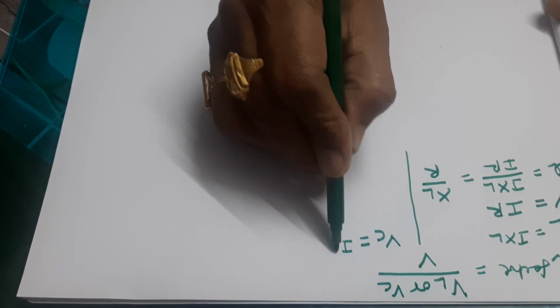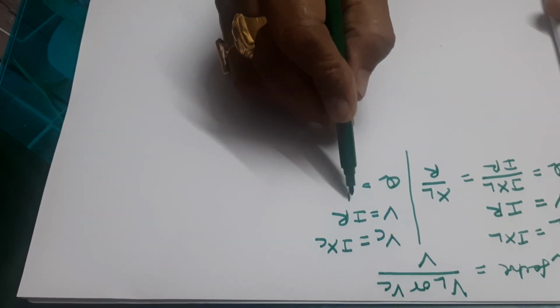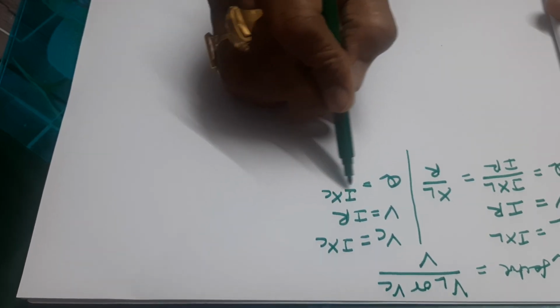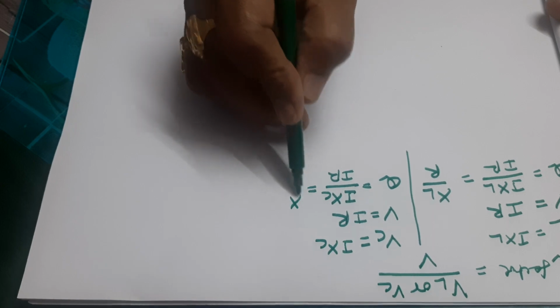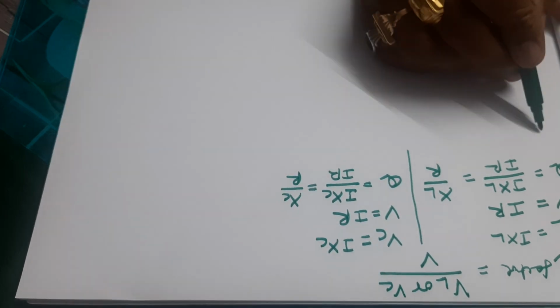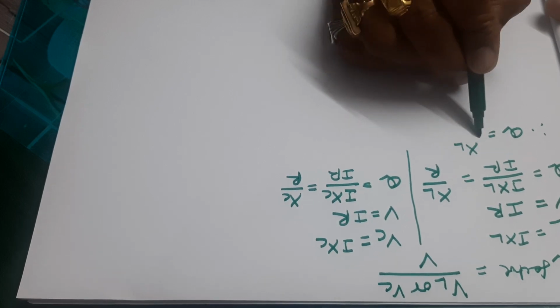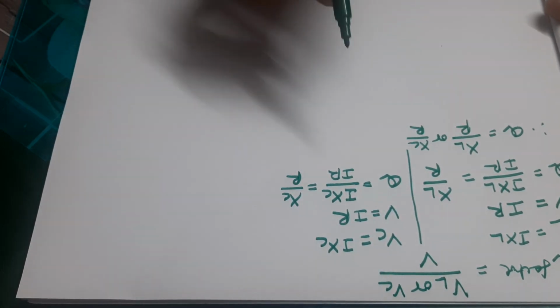VC equal to IXC and V equal to IR. What is Q factor? VC by V, that is IXC by IR. So it gives XC by R. Therefore, the Q factor can be given by either XL by R or XC by R.